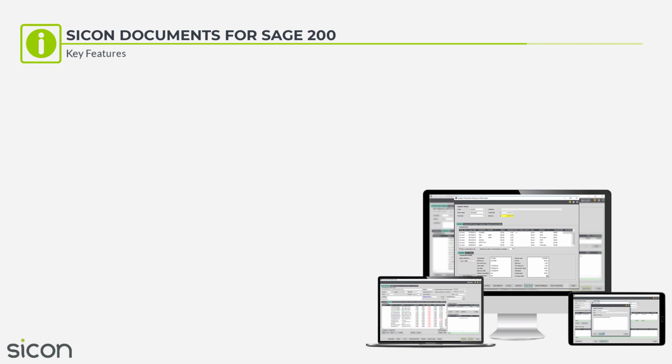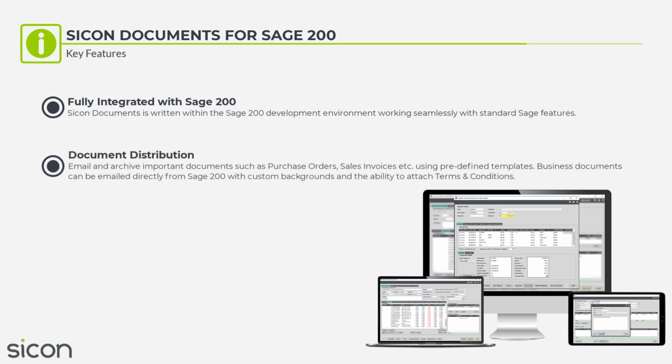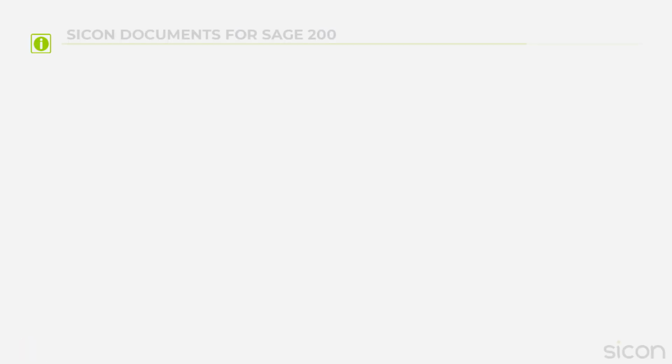Key features. Fully integrated with Sage 200. Sicon Documents is written within the Sage 200 development environment, working seamlessly with standard Sage features. Document distribution. Email and archive important documents such as purchase orders, sales invoices, etc. using predefined templates. Business documents can be emailed directly from Sage 200 with custom backgrounds and the ability to attach terms and conditions. Easy to use. Drag and drop attachments directly onto the Sicon Add Docs button for ease of filing.